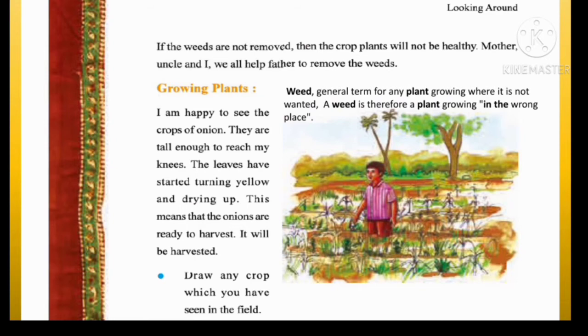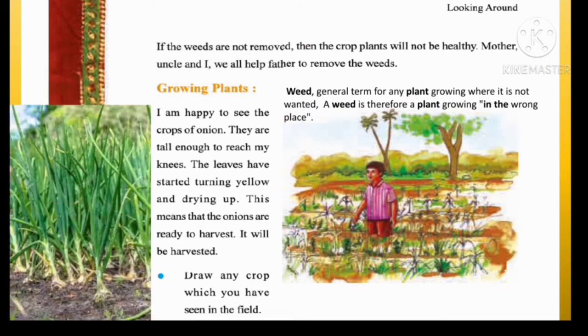Already we learned about the weed, that weed is a general term for any plant growing where it is not wanted. A weed is therefore a plant growing in the wrong place. Now continuing with the onion crop, which has become taller. You can see the long tall onion crop.